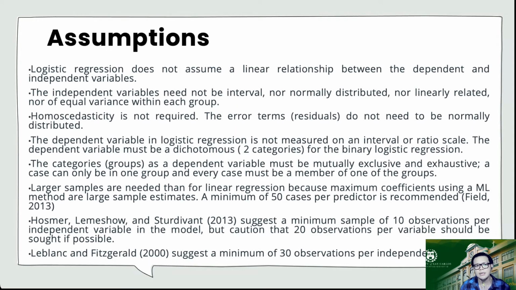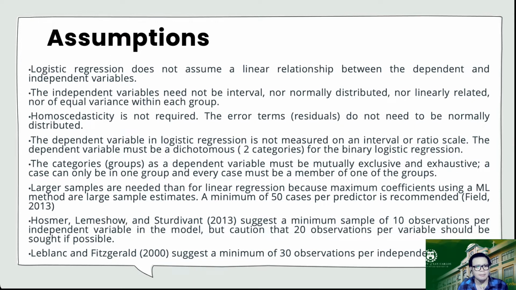So we also have some assumptions. Same as MDA, logistic regression with a binary dependent variable also has assumptions. Logistic regression does not assume a linear relationship between dependent and independent variables. We also need to assume that independent variables need not be interval, nor normally distributed, nor linearly related, nor of equal variance within each group. And homoscedasticity is not required. The error terms do not need to be normally distributed, and the dependent variable in logistic regression is not measured on an interval or ratio scale.